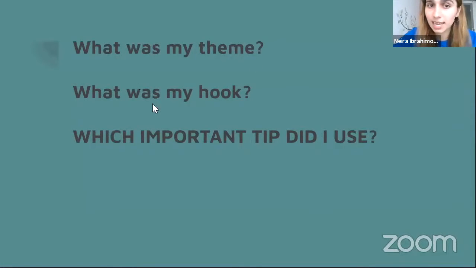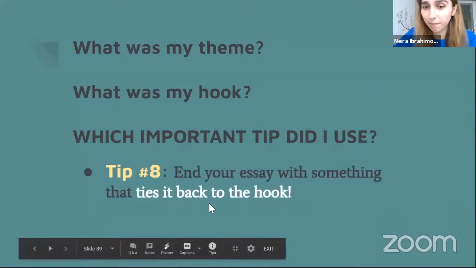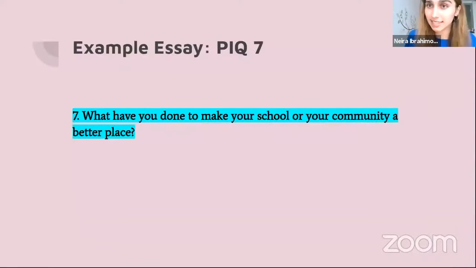It was intellectual curiosity. My hook was a question, and which important tip did I use? Tie back to your hook. I have one more example that I'm going to show you guys, and for this last example, I want you to notice some of the parallels of this and the first essay I wrote.